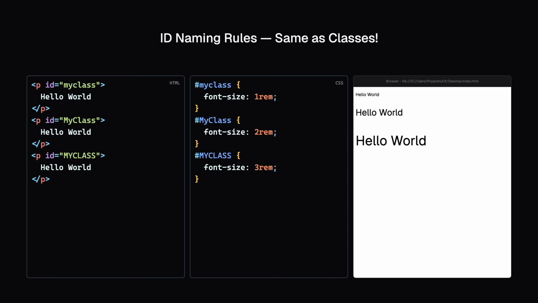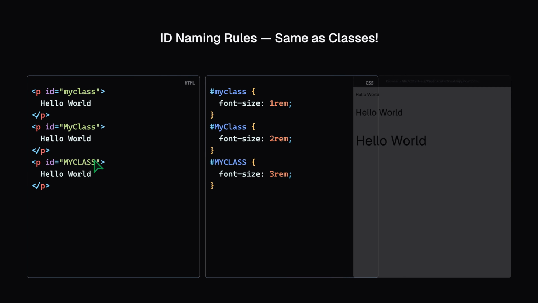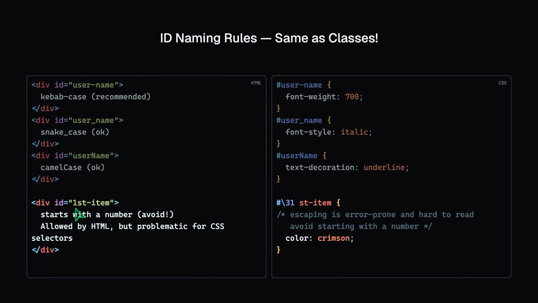Now, just like with classes, ID names are case sensitive and follow the same naming rules we discussed earlier. You can't start with a number, and it's best to stick with letters, hyphens, and underscores to avoid any issues.